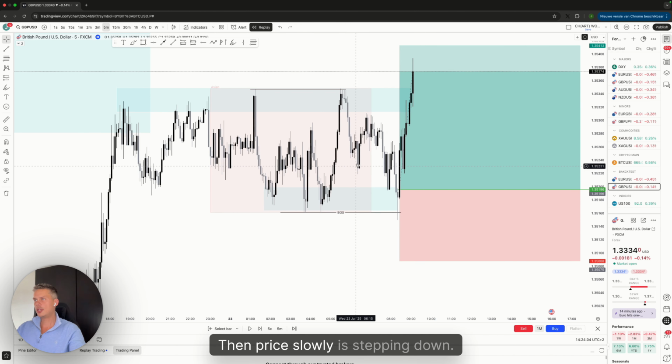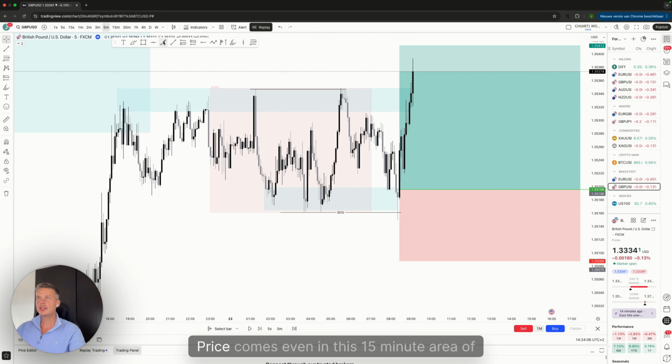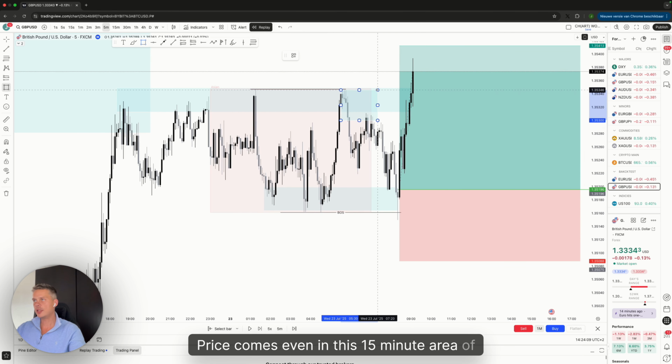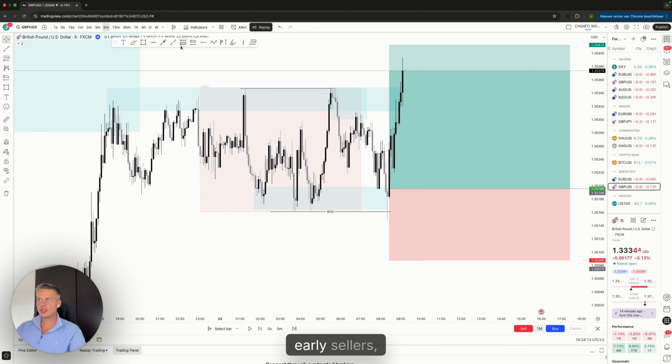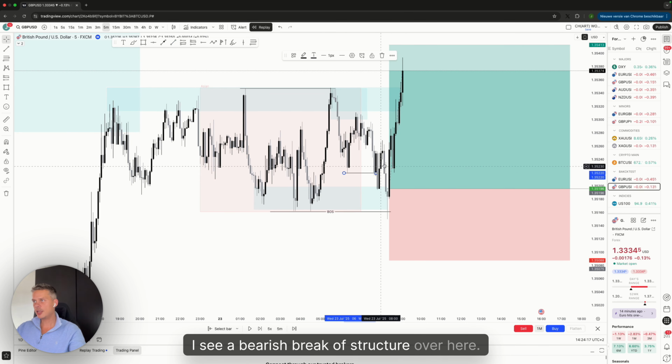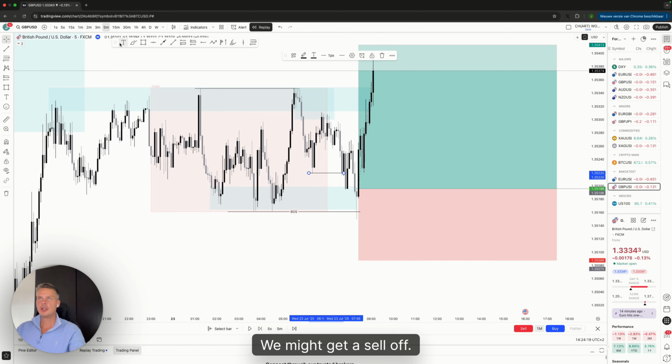Then price slowly is stepping down. Price comes even in this 15-minute area of interest, 15-minute supply. Inducing what? Early sellers. They think, wait, I see a bearish break of structure over here. We might get a sell-off, right?